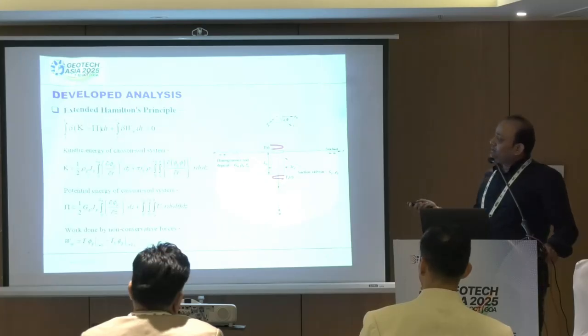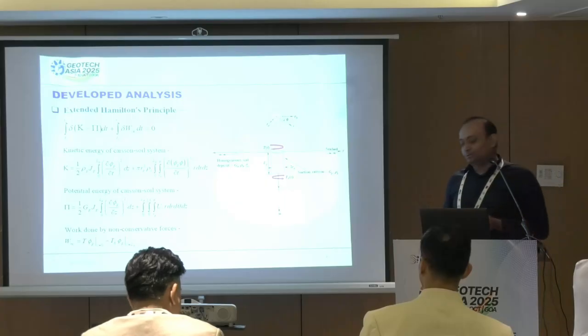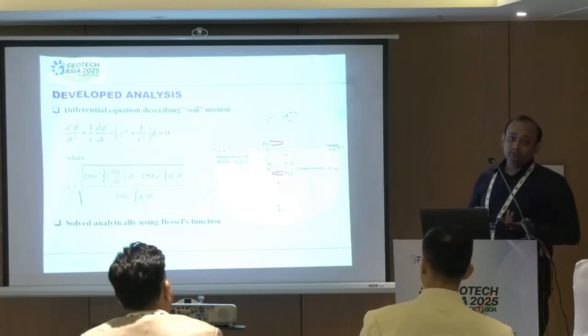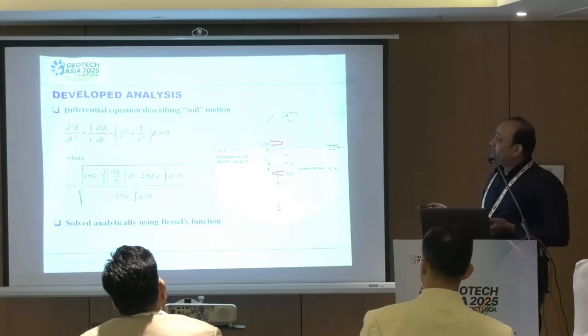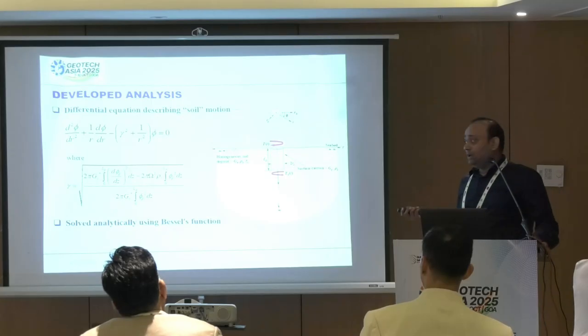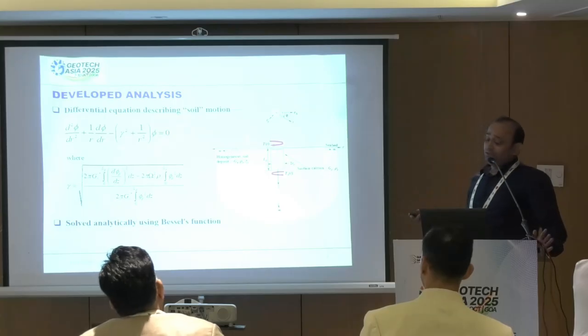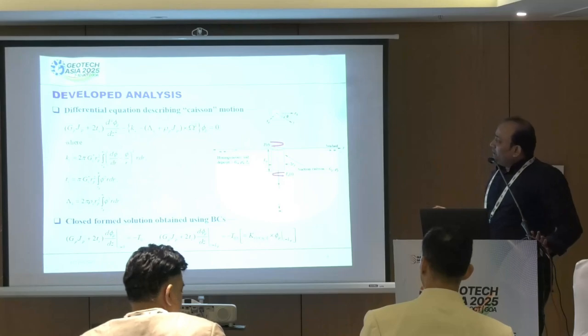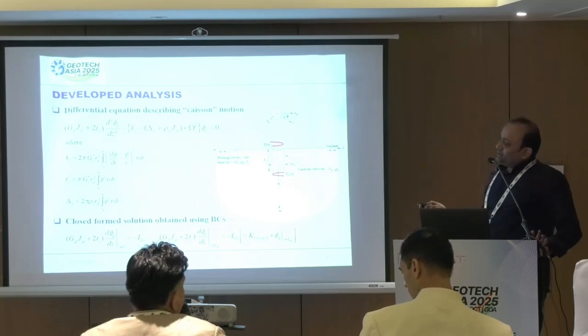So we put all this in this particular equation, apply the variational principle, and arrive at two differential equations. One is the differential equation for the soil domain, in which gamma is basically the rate of decay of soil displacement with increasing radial distance from the caisson soil interface. And this equation can be solved using Bessel's functions. And then you have the differential equation for the caisson.